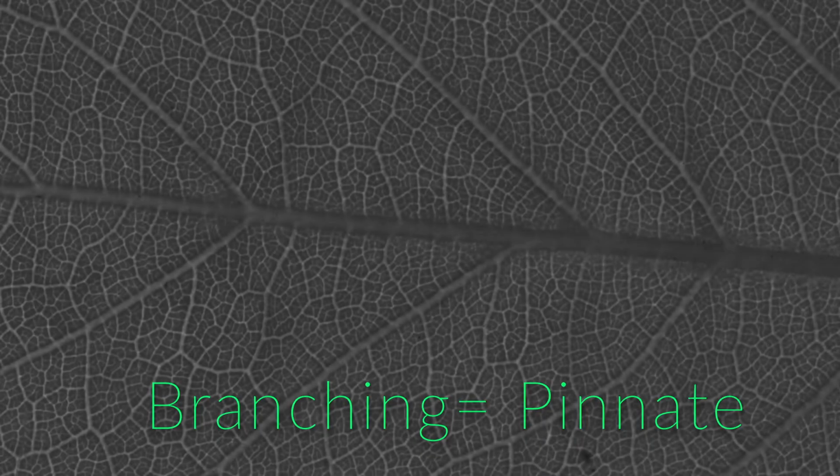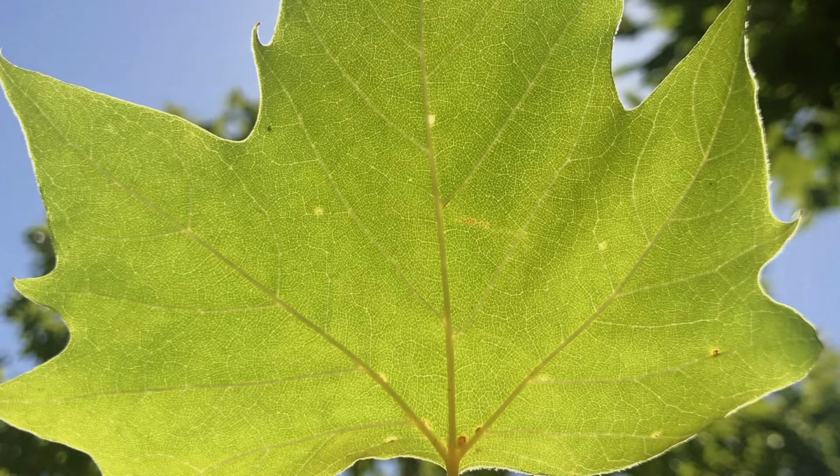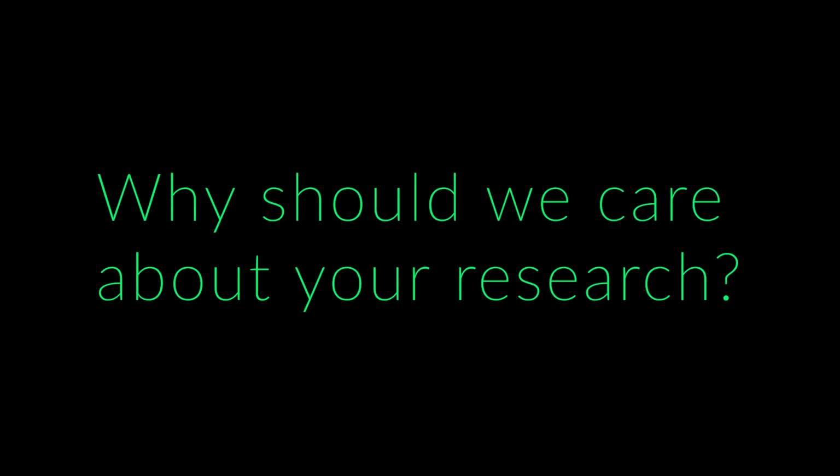So we wanted to test if there was a difference in responses to water stress and herbivory for leaves that have different vein patterns. For instance, there are different patterns of veins in leaves. There are branching veins, which is pinnate, and looping veins, which is called palmate. We chose two species of trees that had leaves that were thin enough for light to shine through because we used a scanner to capture how air traveled throughout the leaf's veins.